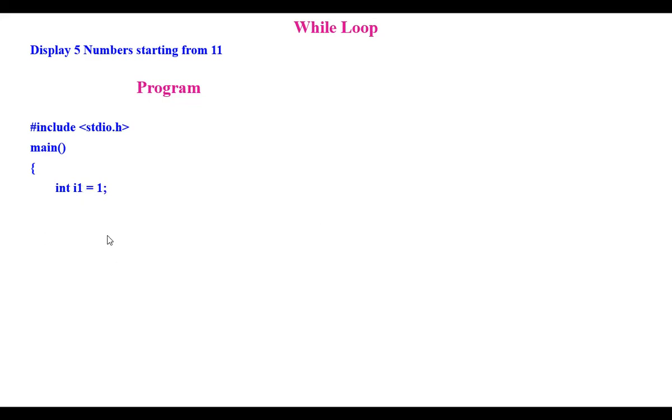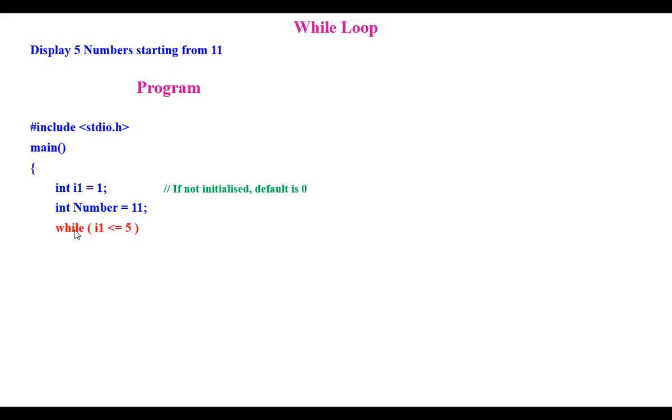So suppose if this initialization of I1 is not done, what happens? Automatically the system gives a default value of 0. Let us see what happens if it is initialized with 0. The number we want to display from is 11, so number is given 11.